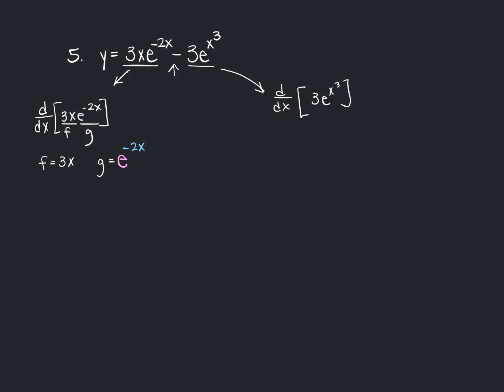Okay? So f prime is just 3, and g prime is, well, the derivative of e to the something is e to the something, and then we're going to multiply by the derivative of that inside, which is negative 2. So that makes g prime equal to negative 2 e to the negative 2x.